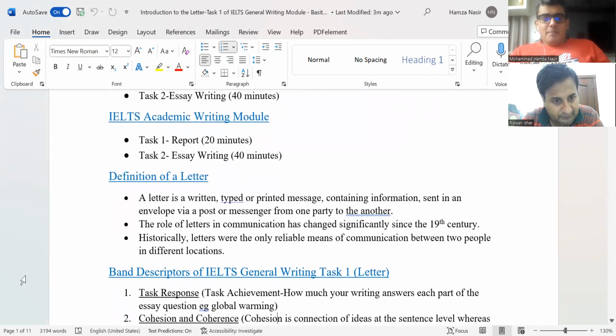Okay. So that being said and done, first of all, before we talk about the letter in context of the IELTS syllabus, we need to look at the general definition of a letter. In Urdu, what do you call a letter? Khat. Okay. What is a khat?